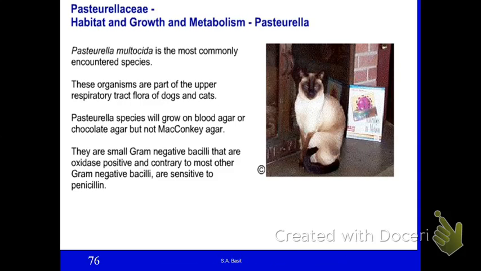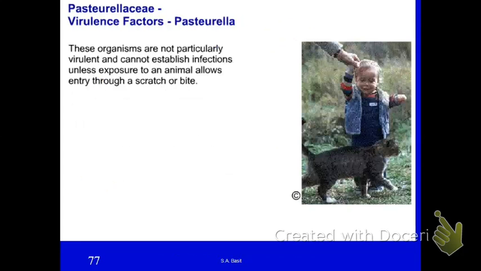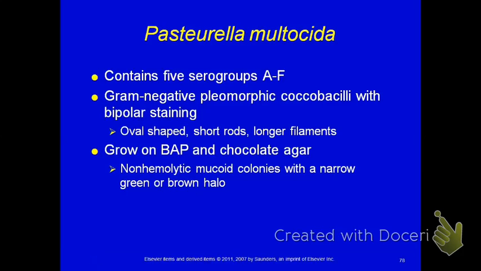Pasteurella would be another organism. Under Pasteurella, we have Pasteurella multocida, the most commonly encountered species, since these organisms are part of the upper respiratory tract flora of dogs and cats. Pasteurella species will grow on blood agar plate or chocolate agar, but not on MacConkey agar. They are small, gram-negative bacilli that are oxidase positive, and contrary to most other gram-negative bacilli, they are sensitive to penicillin. This one is unique because most gram-negative bacilli would be resistant to penicillin. These organisms are not particularly virulent and cannot establish infections unless exposure to animals allows entry, mostly by means of animal scratch or animal bite.